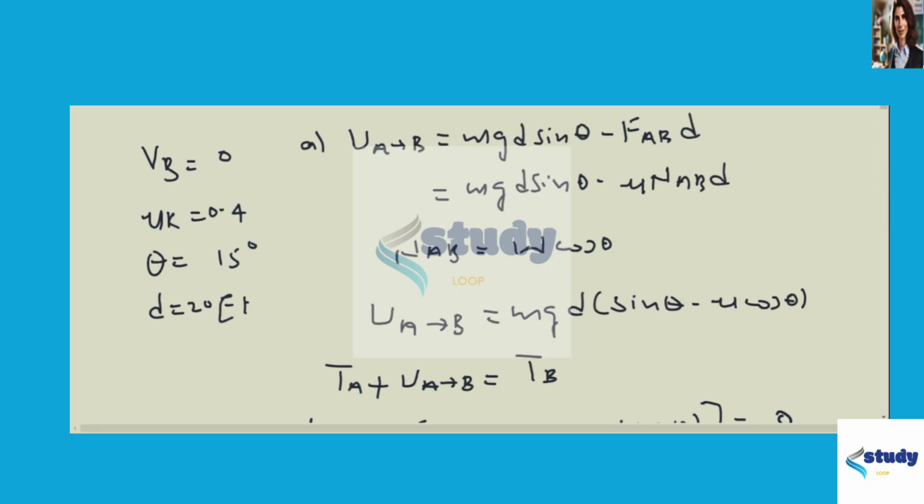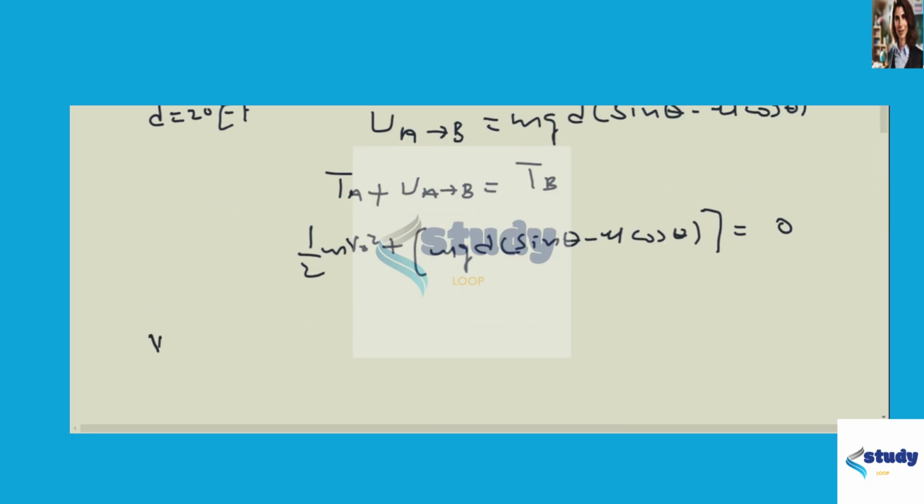Now let's solve for V naught. So V naught equals root minus 2 gd into sine theta minus mu into cosine of theta.